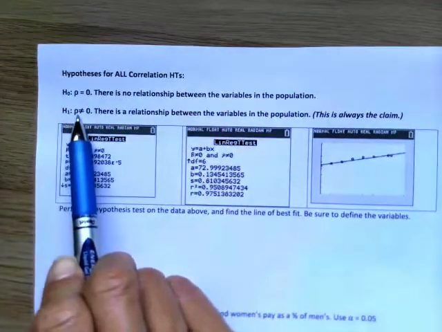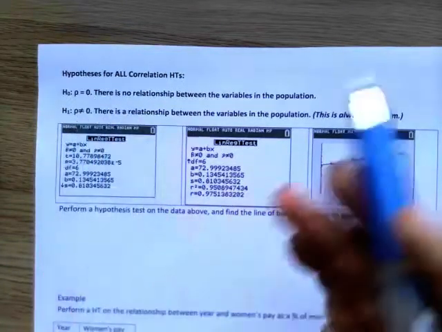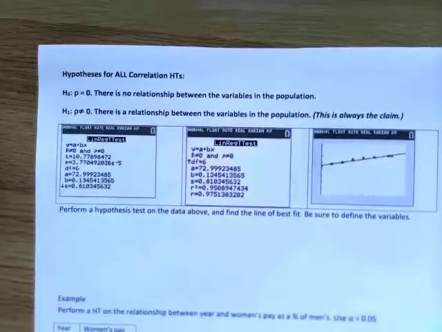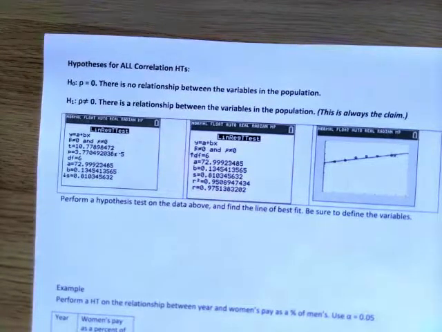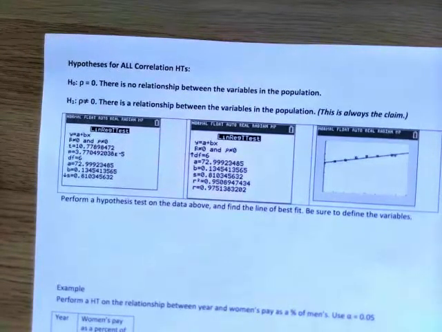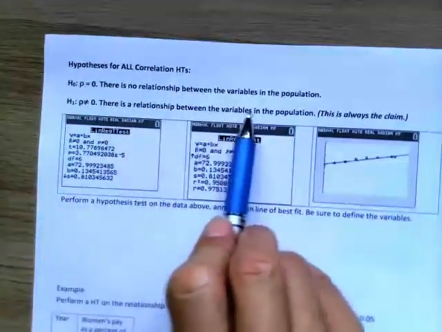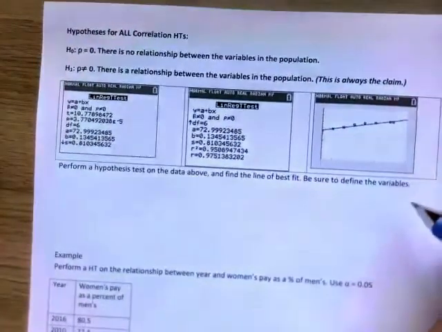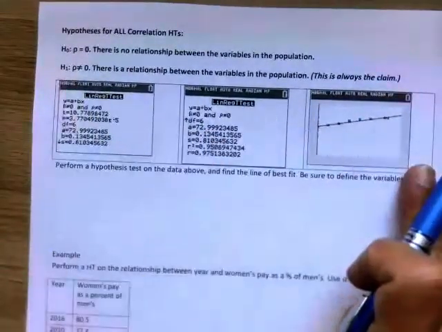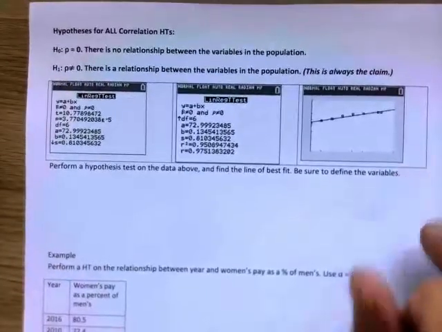The alternative, we can't say that it's 1 because we can't go past 1, so that kind of limits us. So what we'll just say is that it's not 0. So our idea is, are we far enough away from 0 to say that there must be a relationship? So if we're far enough away, there is a relationship between the variables in the population, and that's always going to be our claim. Again, I've given you the screenshot, so we're going to aim to get these guys right here, but let's go ahead and do the hypothesis test.